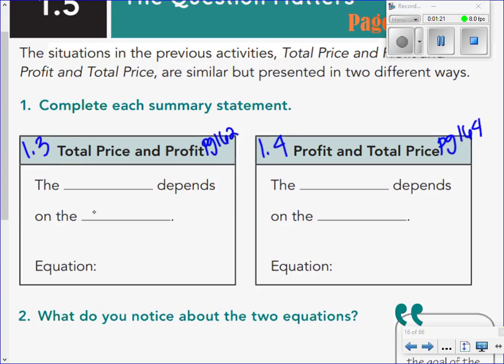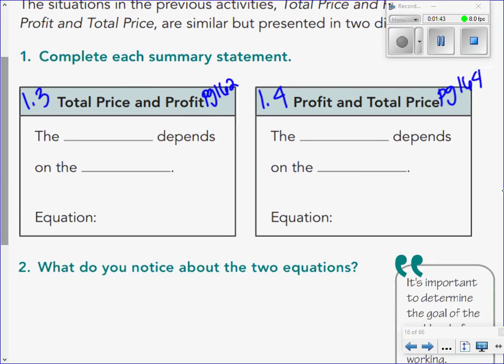On 1.3, what depended on what? Was it total price depends on profit, or was it profit depends on price? And what was our equation? And then I want you to do the same thing for 1.4 using page 164. Pause the video and do that now.